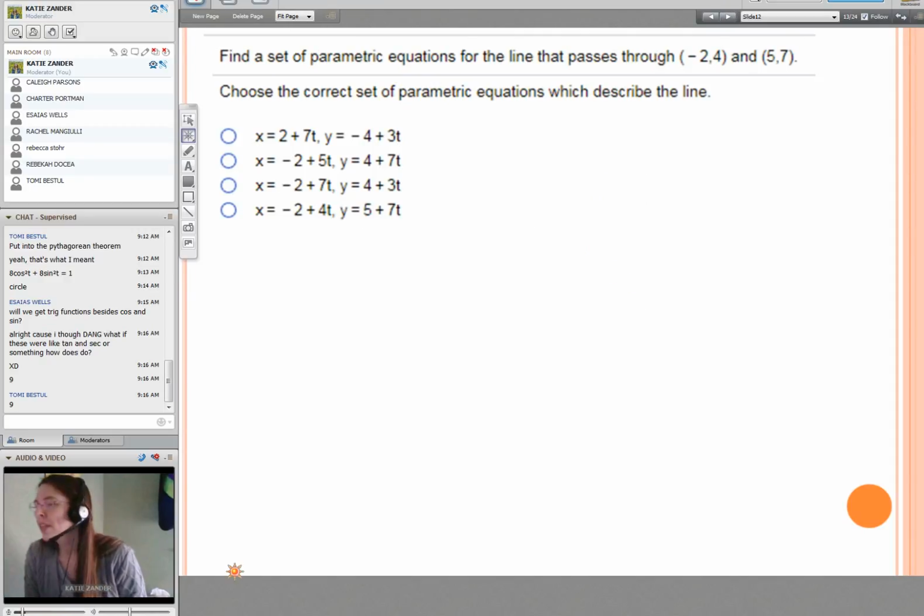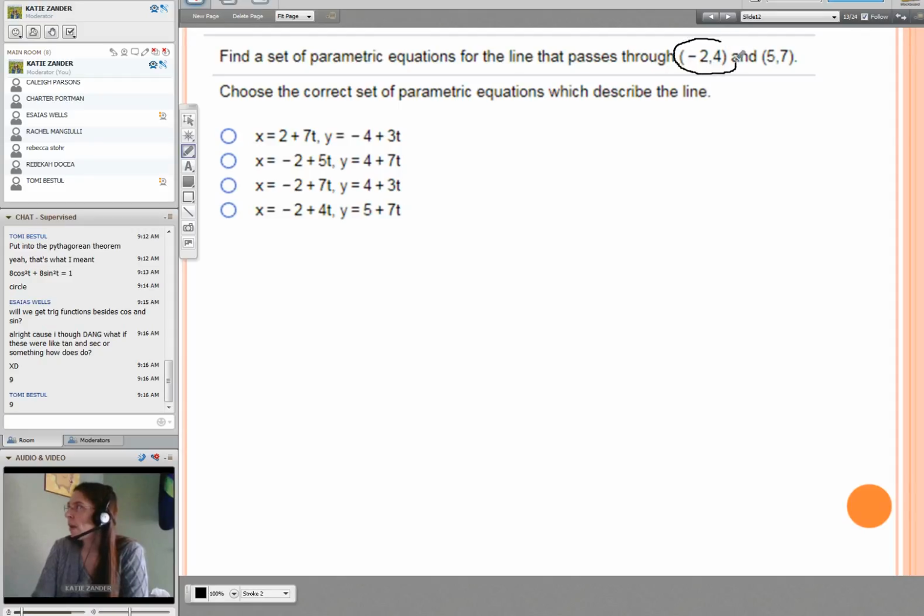Okay, how about this one? So this is mimicking creating a set of parametric equations for the line that passes through the 2 points there. So remember the format that we did to create parametric equations for a line that passes through 2 points? We essentially started by changing the first point to a vector, right? So I'm going to follow that same rule here. And then the second vector we can create is using the head minus tail rule.